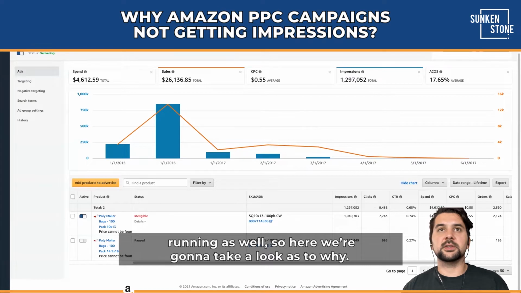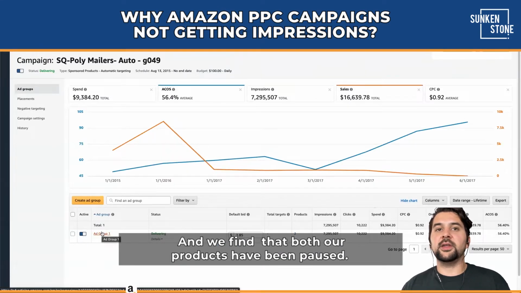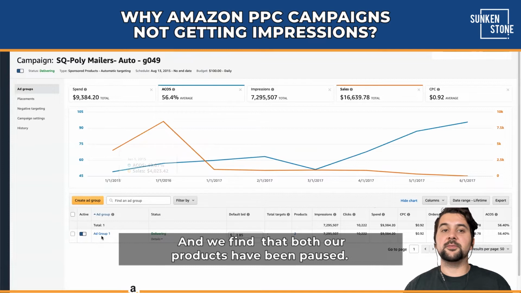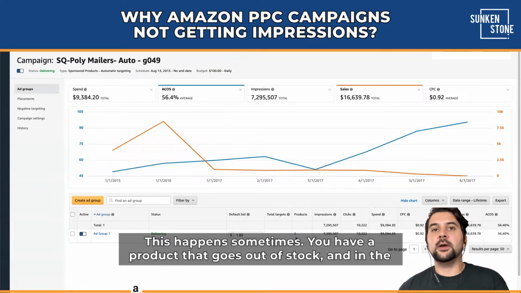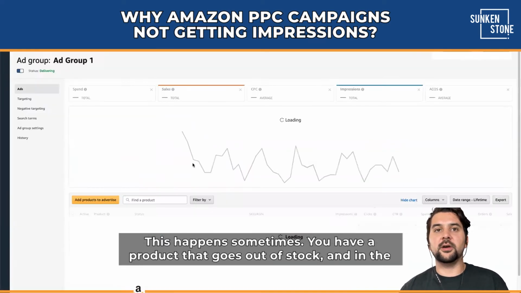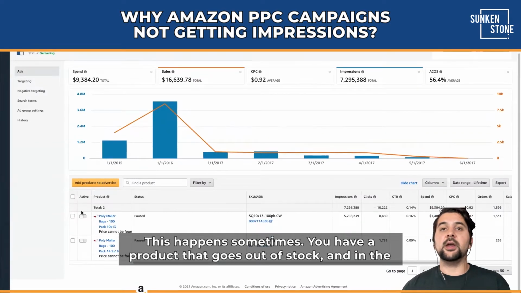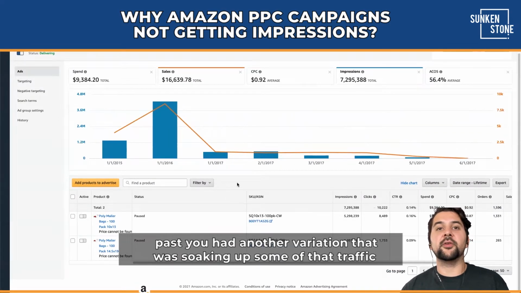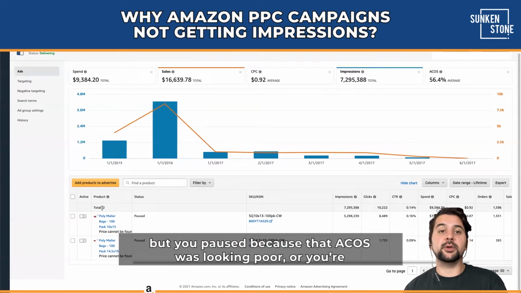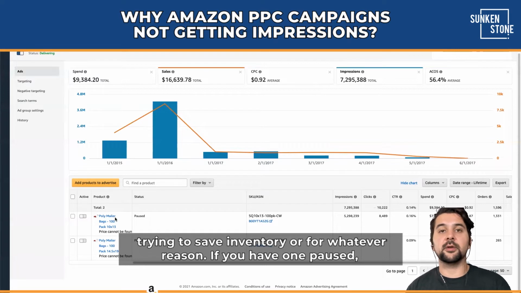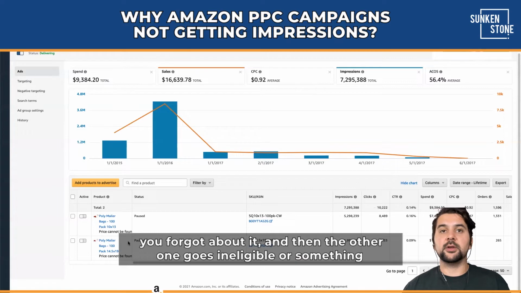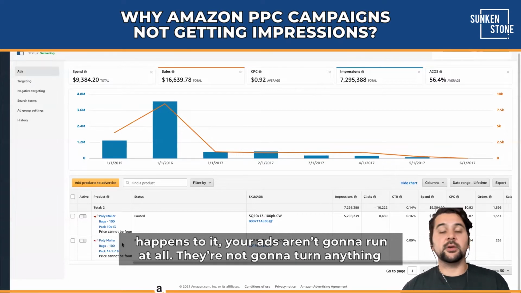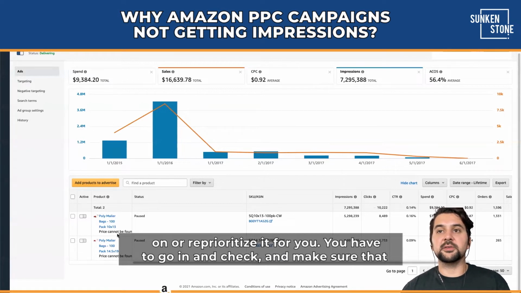On that similar note, here we have this automatic campaign that stopped running as well. So we're going to take a look as to why. And we find that both our products have been paused. So this happens sometimes, like you have a product that goes out of stock, and in the past you had another variation that was soaking up some of that traffic, but you paused it because the ACoS was looking poor, or you were trying to save inventory, or for whatever reason. If you have one paused and you forgot about it, and then the other one goes ineligible, or something happens to it, your ads aren't going to run at all. Like, they're not going to turn anything on or prioritize it for you.